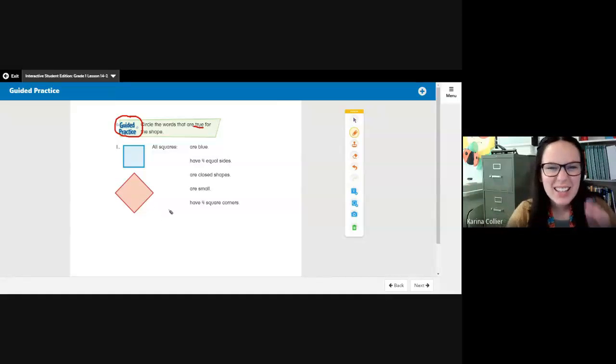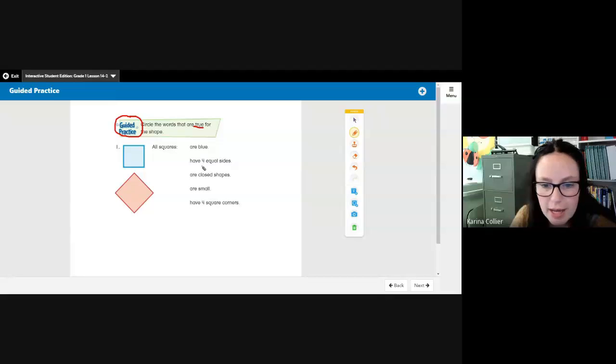Sorry, that was kind of confusing. Let me rephrase that. They want us to circle the phrases that best describe these 2 squares. So let's do this one together. So this says all squares are blue. Well, we have 2 squares in this. One of them is blue, but the other one is not. So it would not be true to say that all squares are blue. So we will not circle that choice.